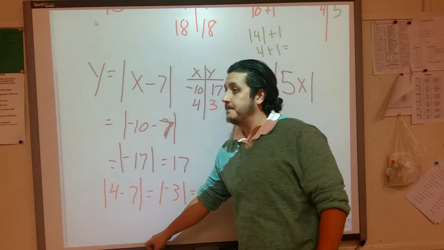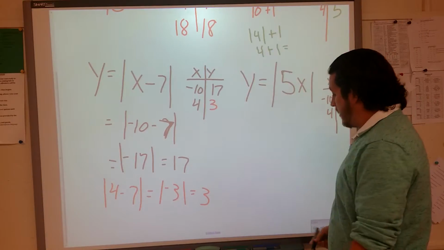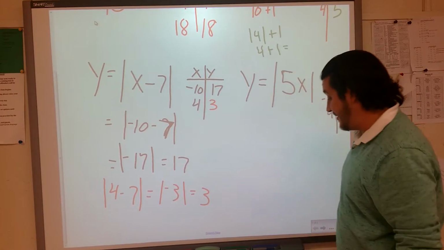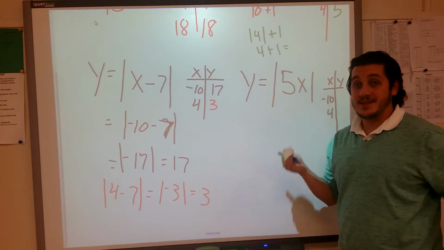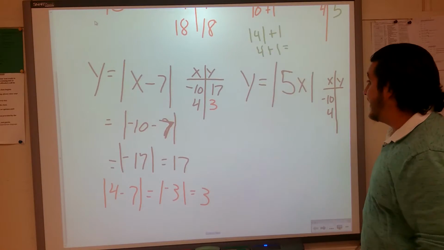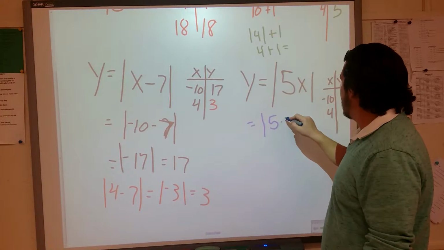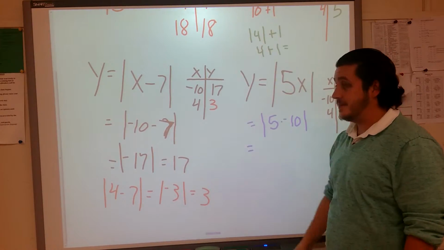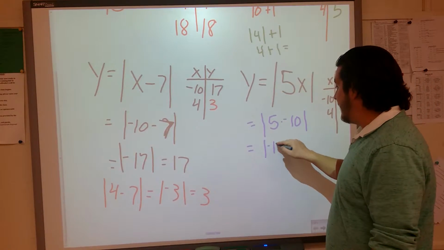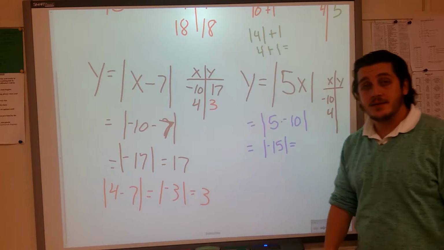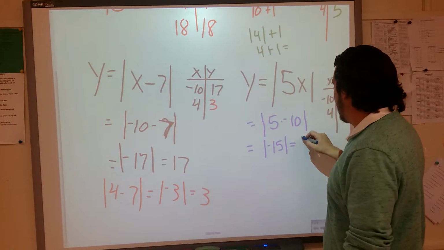Alright, last one. Well, one more after this last one, actually. So we have the absolute value of 5 times x. This is inside. We're going to complete the function inside first, then take the absolute value. So, for negative 10, 5 times negative 10, what's 5 times negative 10? It's negative 15. So you have the absolute value of negative 15. And what is the absolute value of negative 15? 15.